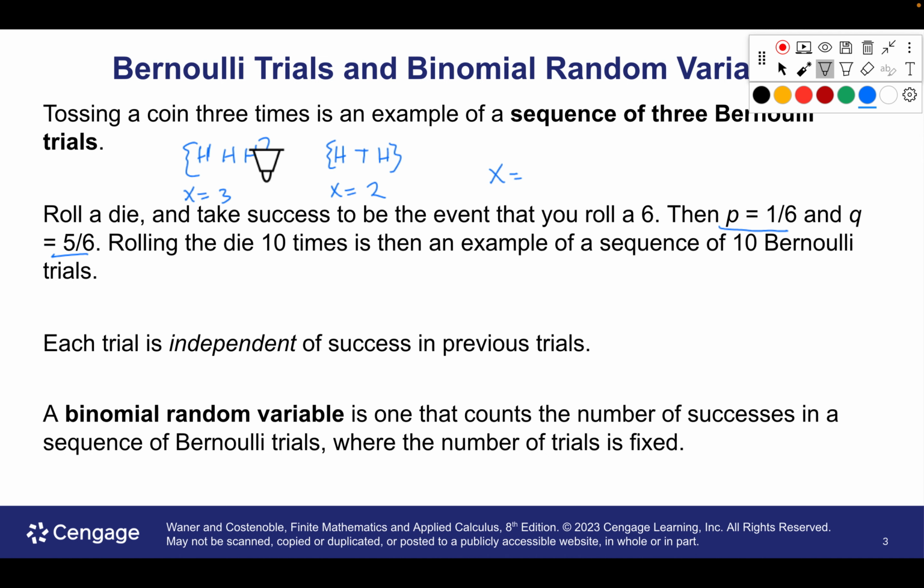Yeah, how many heads do we get? So if we set it up to be how many heads, this would be x equals 2. We might have heads, tails, tails, and then x in this case would be 1 head. And obviously if we got all tails, that random variable would be x equals 0. Okay, so we'll do that.